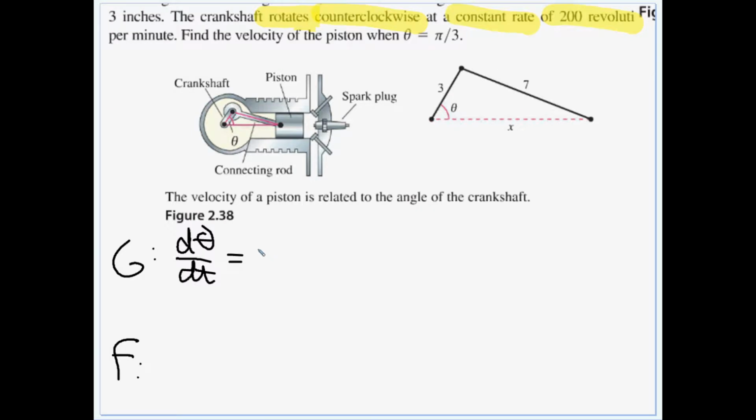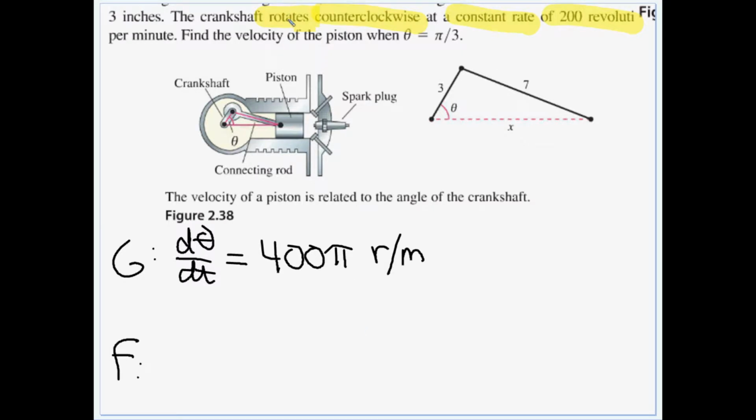Well, it goes around 200 RPMs, and each rotation is 2 pi rads. So let's just write this as 400 pi. Our angle is changing at 400 pi. That would be rads per minute. Or was it seconds? Now it's per minute.